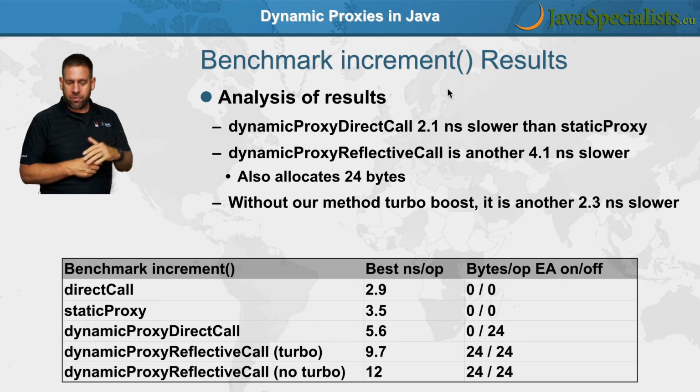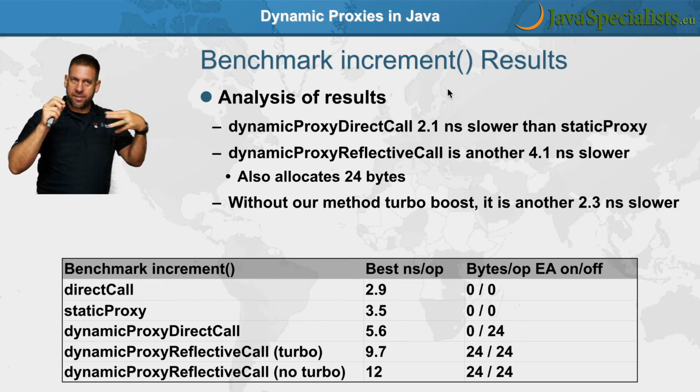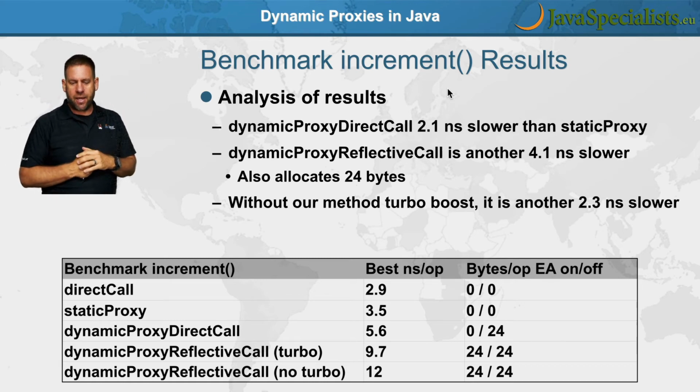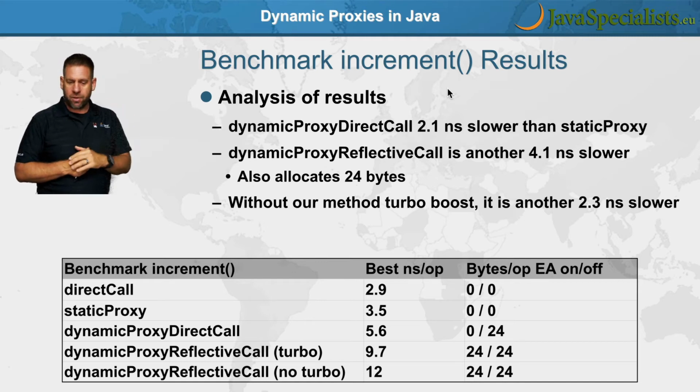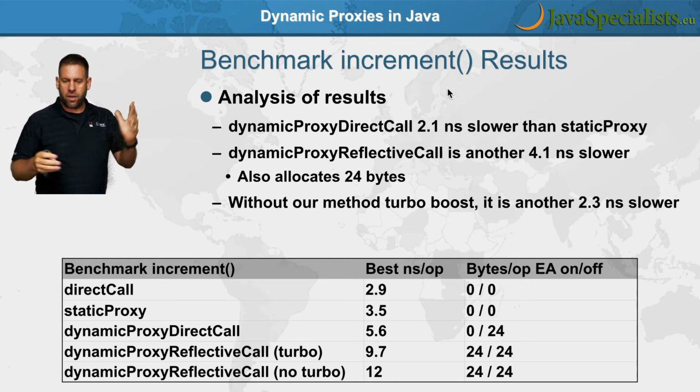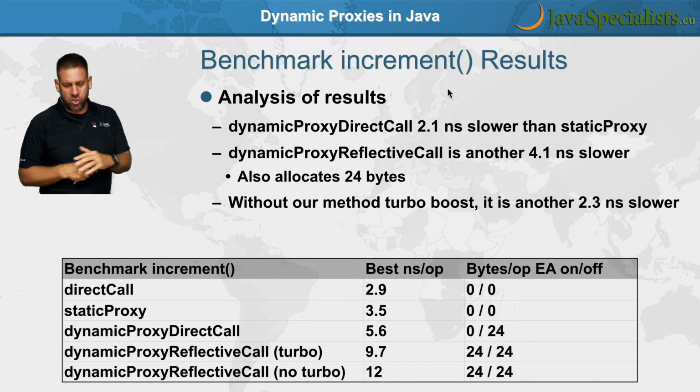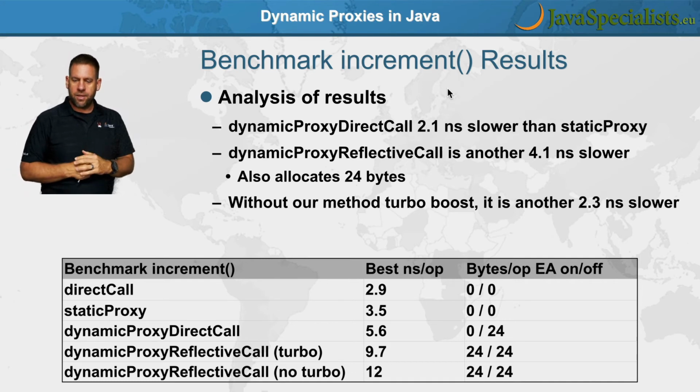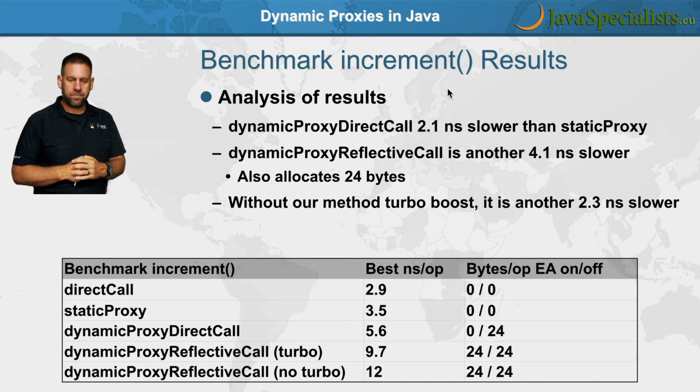Then the dynamic proxy reflective call with the methods being turbo boosted. That means I've set accessible true on the methods, and 9.7 nanoseconds versus the static proxy, which is 3.5. So that's the comparison we need to do between those two. And if you don't have the method turbo boosting on, then it's another 2.3 nanoseconds slower.